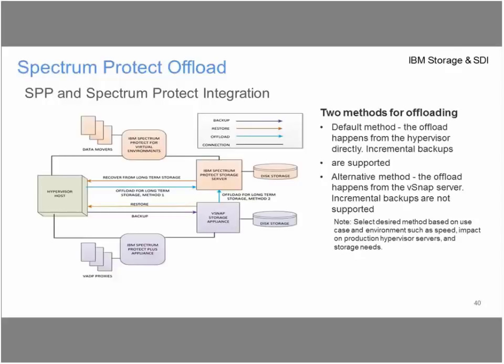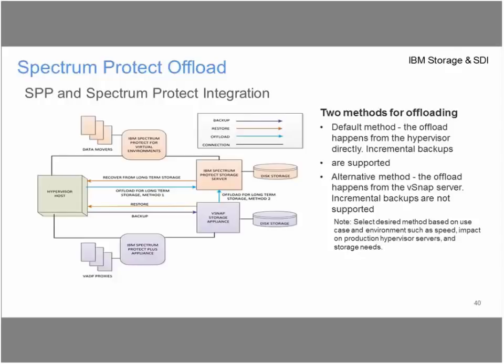The second method is to offload the data from the VSNAP server directly to the Spectrum Protect server. In this scenario, incremental snapshots or the incremental forever process is not supported. What we're going to do within Spectrum Protect Plus is mount up a full copy of that VM and essentially call Spectrum Protect to copy that. So we don't have the capability of using incremental forever.